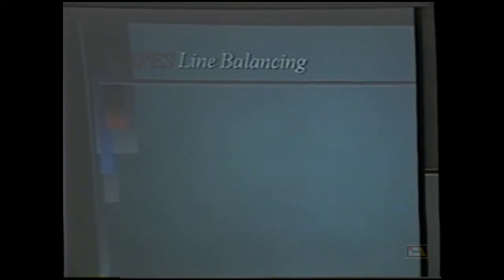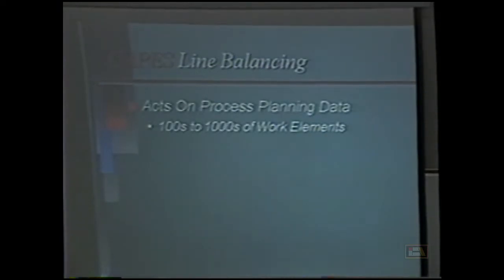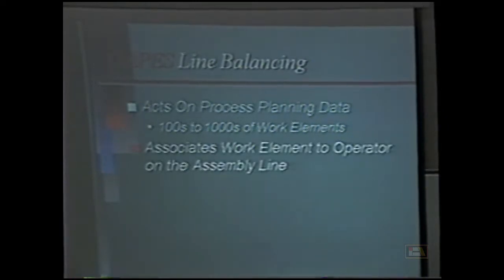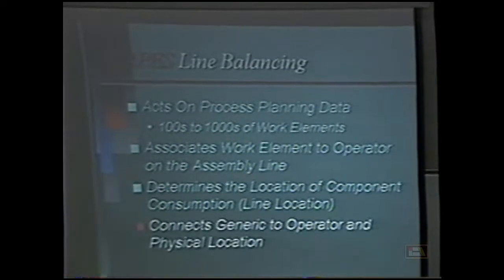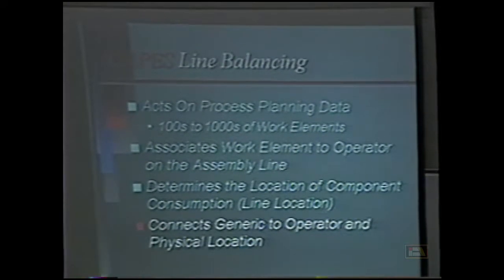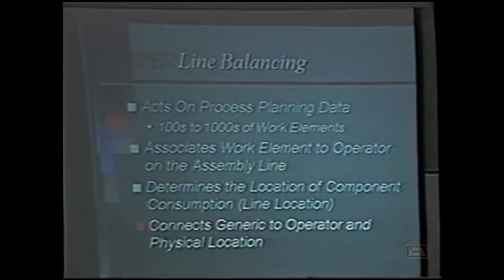Also in CAPES we have a function line balancing. It acts on all the process planning data, which can be in terms of hundreds or thousands, and associates the work elements on the assembly line to the operator. It determines the location of the component, because when you make that assignment, there's a definite address or line location where you're going to consume those parts, and we'll show you how we're going to use that later. But more importantly, it connects that generic to the operator and a physical location. So when a customer places an order, you know where that work is going to be performed and by who on the assembly line.